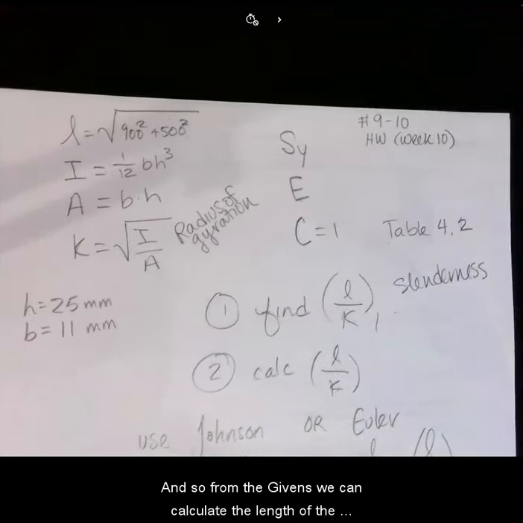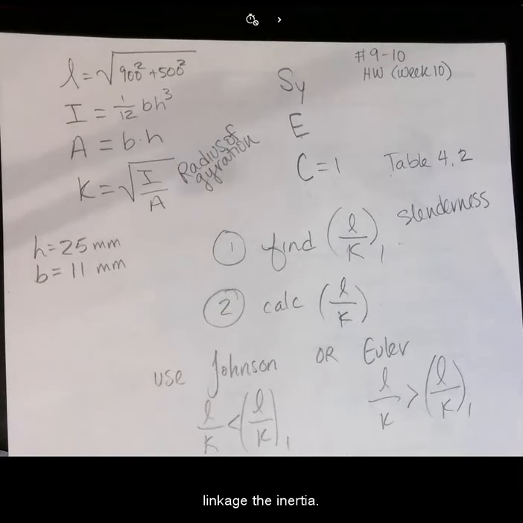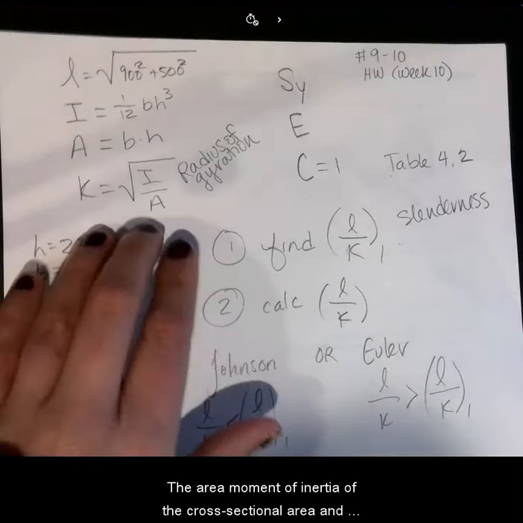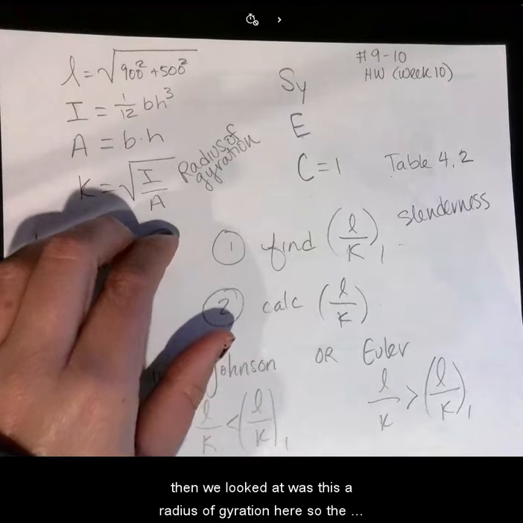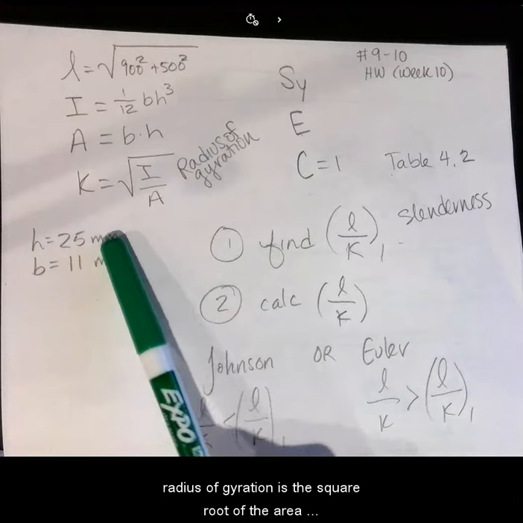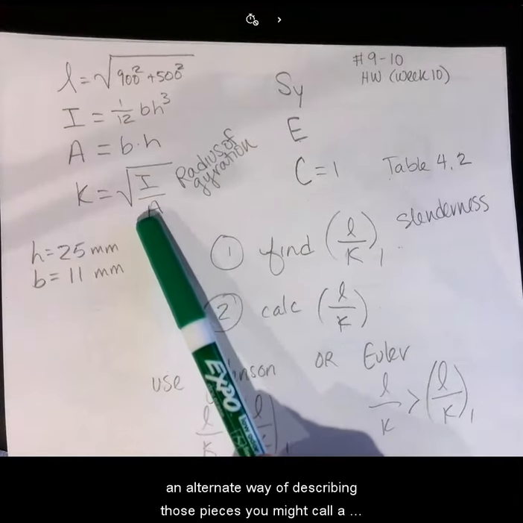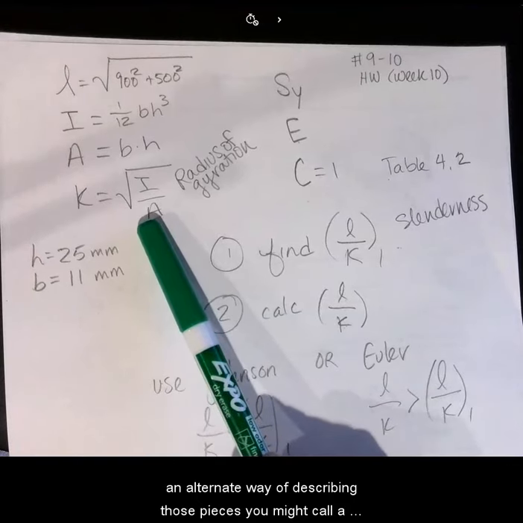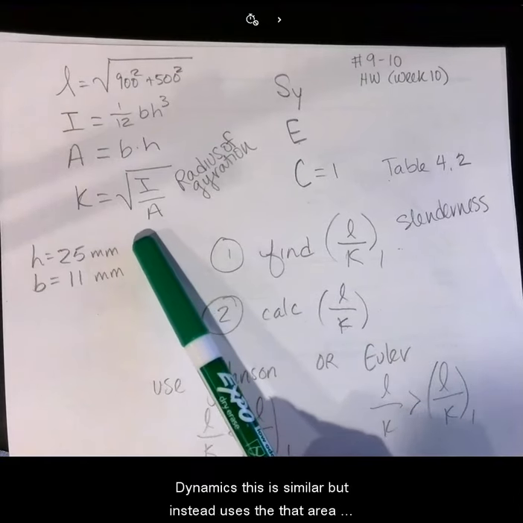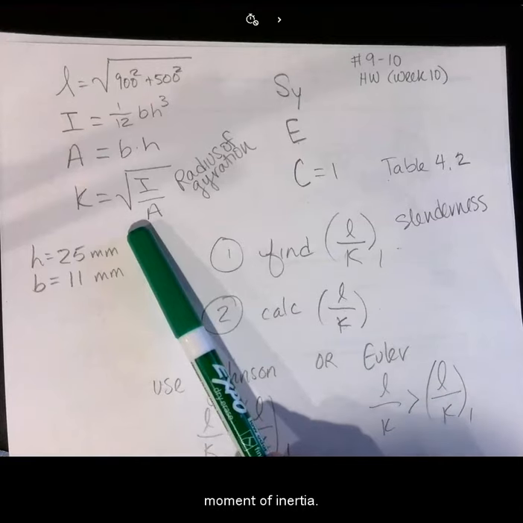From the givens, we can calculate the length of the linkage, the area moment of inertia, the cross-sectional area, and then what we looked at was this radius of gyration. The radius of gyration is the square root of the area moment of inertia divided by the area. That gives us an alternate way of describing those pieces. You might recall a mass moment of inertia and radius of gyration in dynamics. This is similar, but instead uses the area moments of inertia.